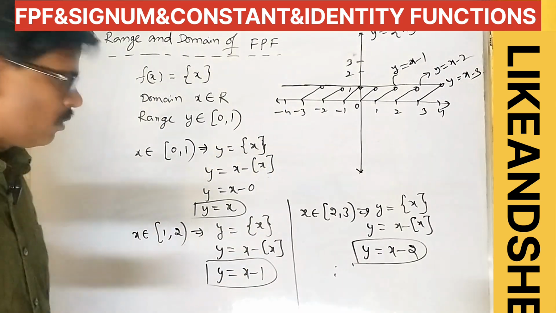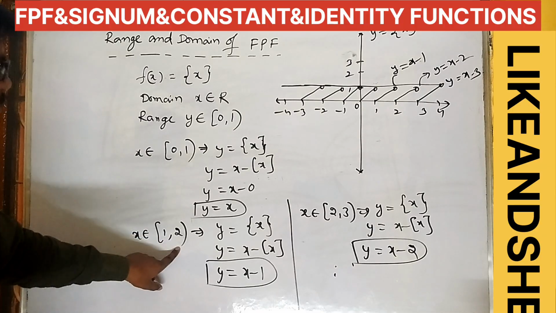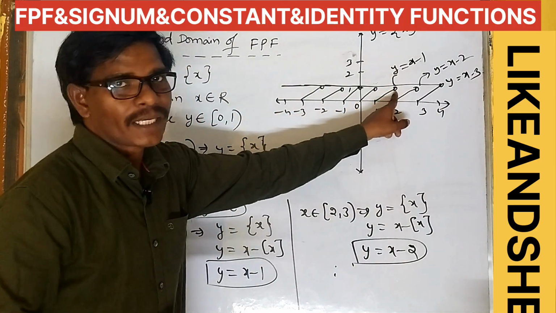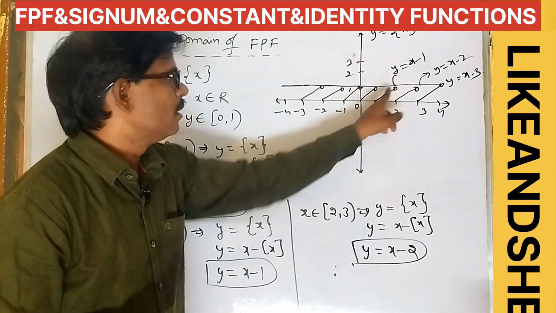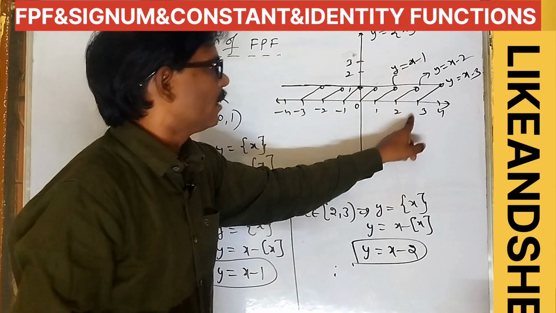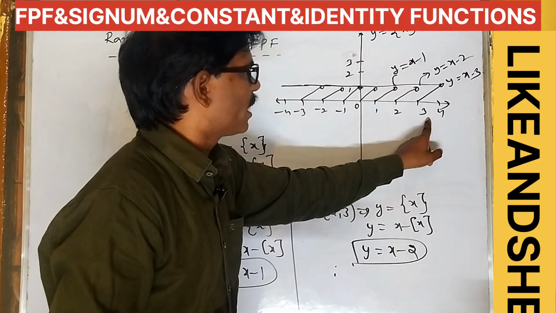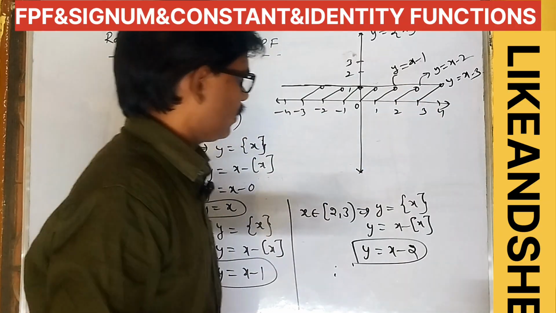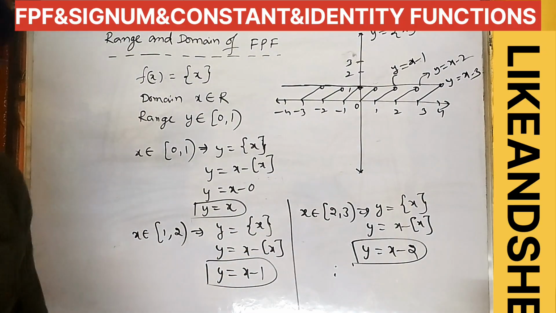Okay, understand this one. What is the range? Here 1 to 2. 2 is the open interval, which means a hollow circle. This is the closed interval. Next, 2 to 3. 2 is the closed interval, and this is the open interval, a hollow circle. This is not included.